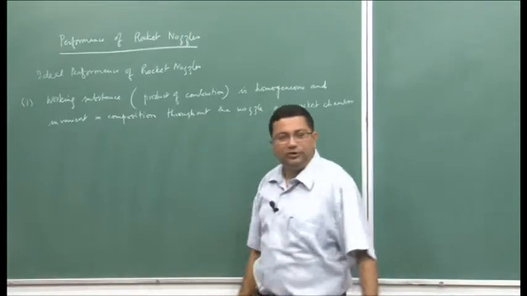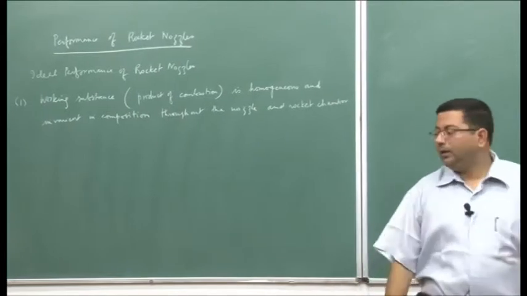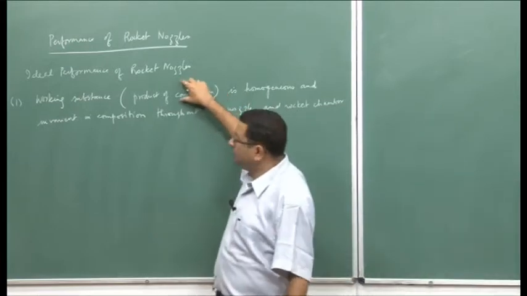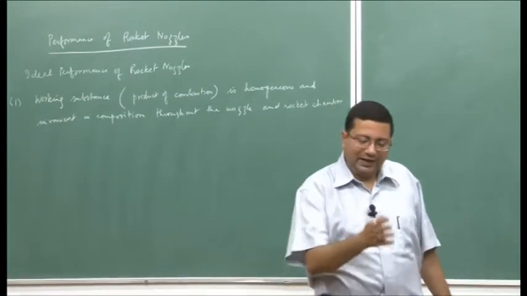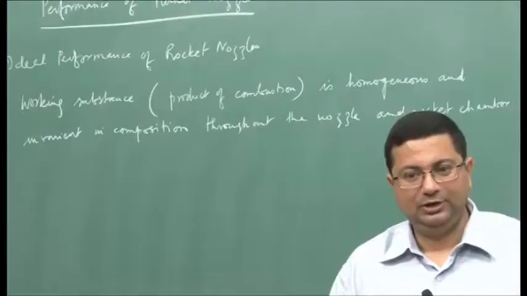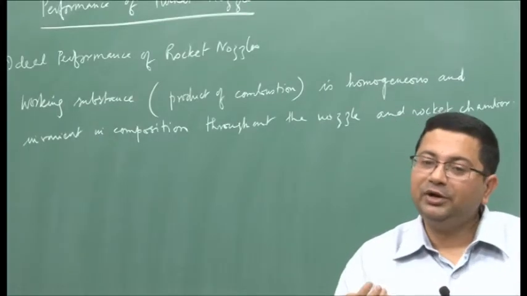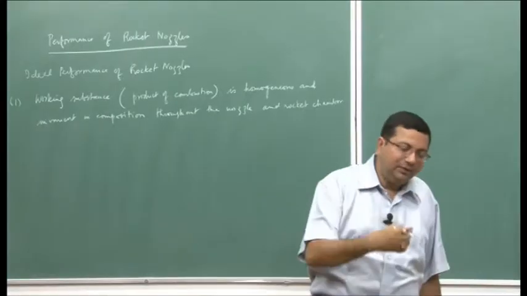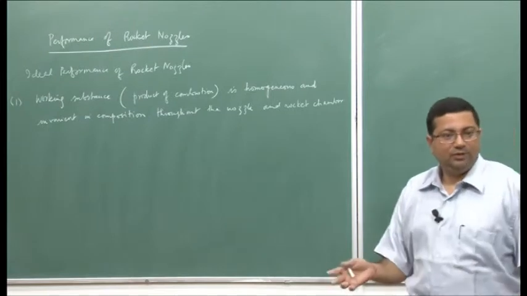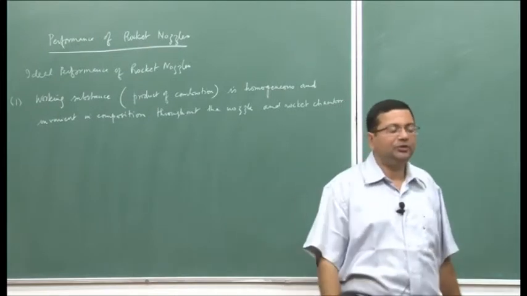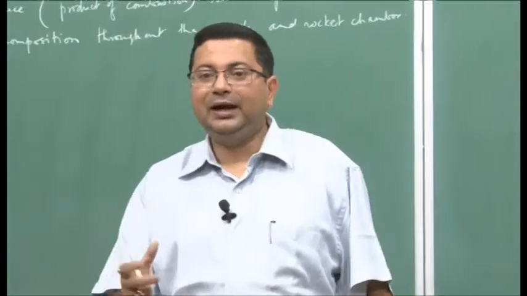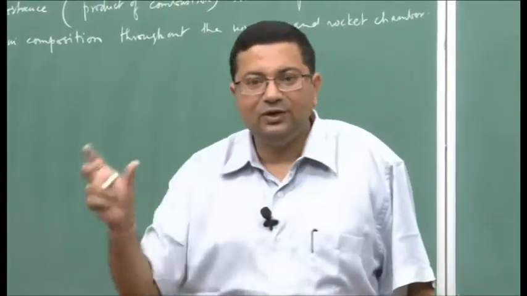Secondly, invariant composition. What do we mean by that? When the gases expand through the nozzle, remember that this is product of combustion, right. So, the gases are coming from the combustion. Combustion reactions still continue. As the gases expand, the temperature drops, right. As the temperature drops, the chemical kinetics is going to change. Rate of reactions are going to change, because from the combustion courses, we know that the rate of reaction is a function of temperature. So, as the rate of reaction changes, the reaction constants also change, right.